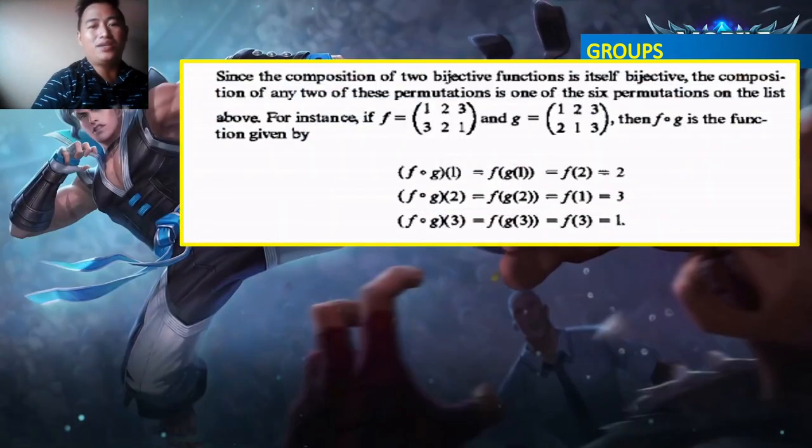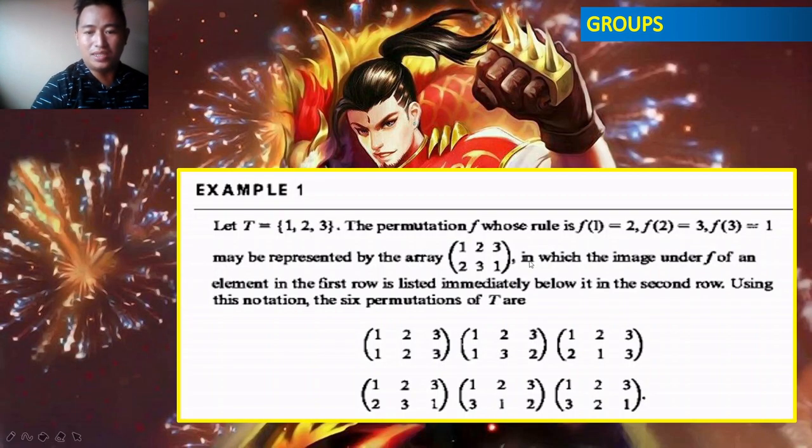So, since the composition of two bijective functions is itself bijective, the composition of any two of these permutations is one of the 6 permutations on the list above. So, for instance, katong ganina kasi equivalent sa composition of two. Pwede kani siya ang F, kani ang G. So, F compose G ang atong answer.